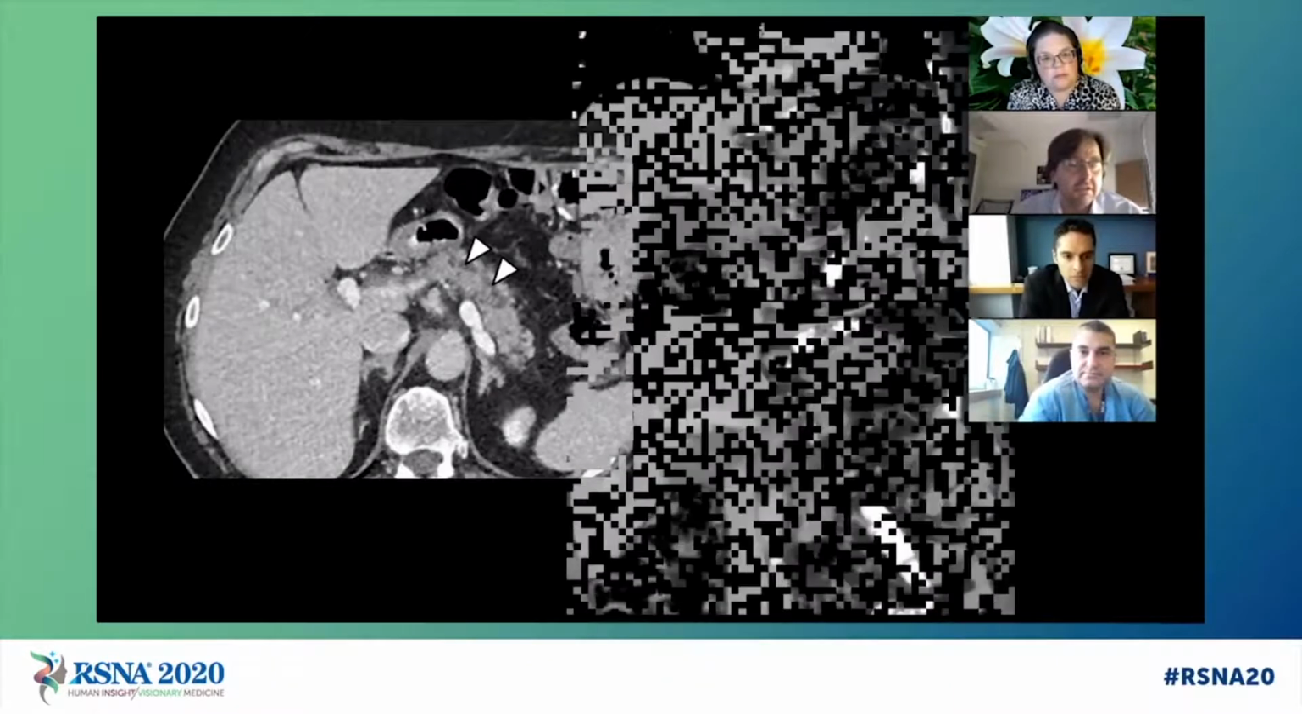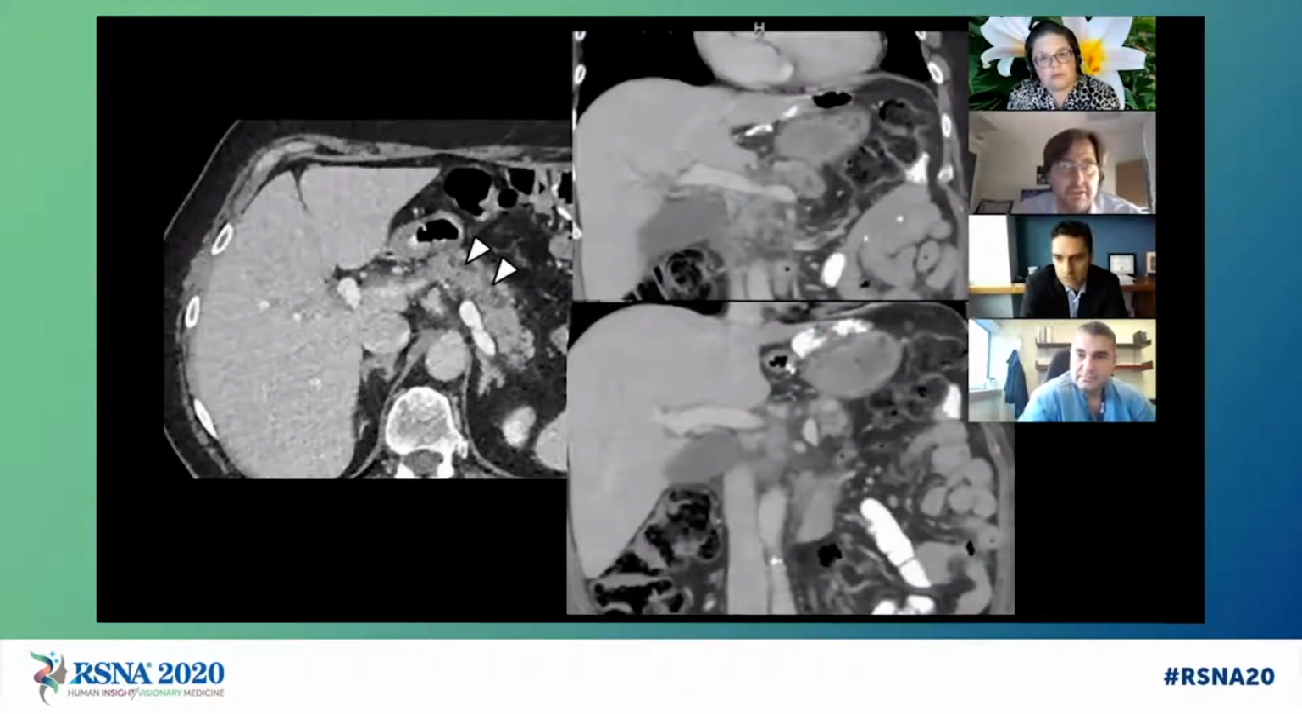Looking down, you can see that there is actually a focal ill-defined pancreatic head mass, highlighted there. Whenever you see this constellation of findings concerning for a pancreatic ductal adenocarcinoma, I start looking for important staging to determine whether the patient has a resectable tumor or not.